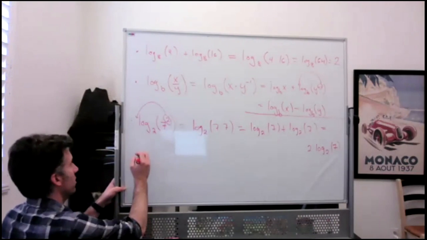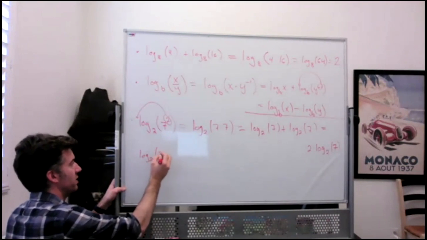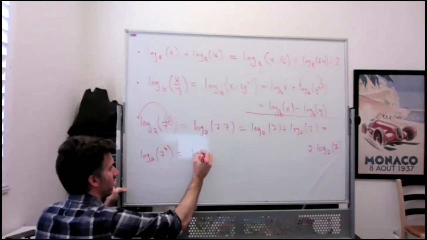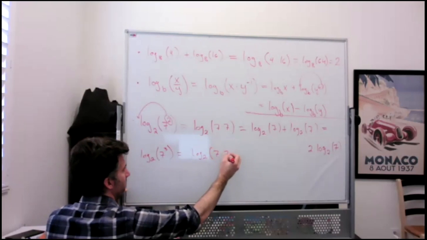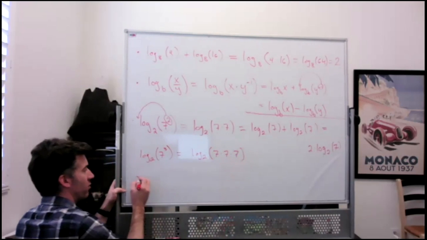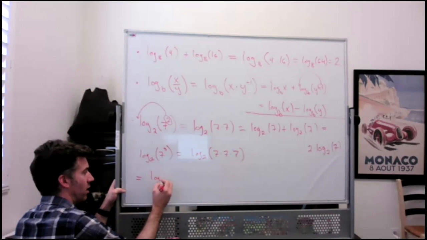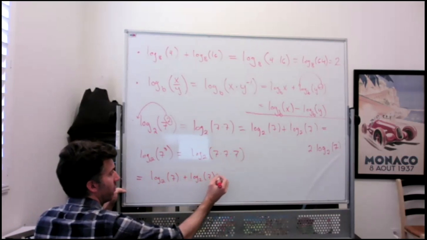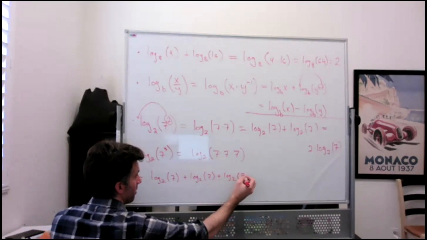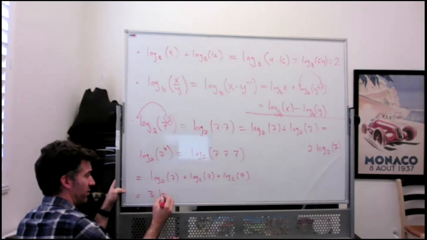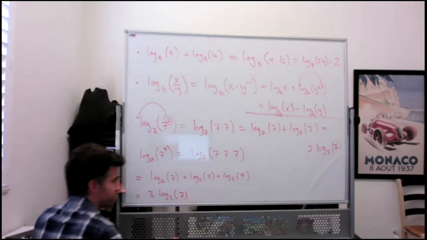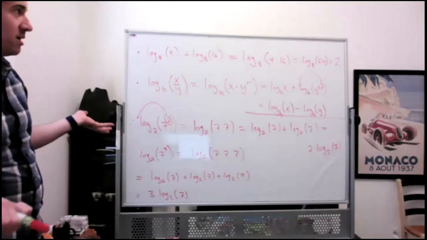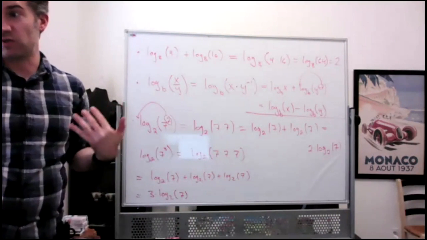If I had log base 2 of 7 cubed, I can do the same sort of thing and say, hey, that's log base 2 of 7 times 7 times 7. And then I can break that up as log base 2 of 7 plus log base 2 of 7 plus log base 2 of 7. And then I have 3 times log base 2 of 7. So those are the logarithmic rules we're going to be using to simplify and solve some other expressions and equations.